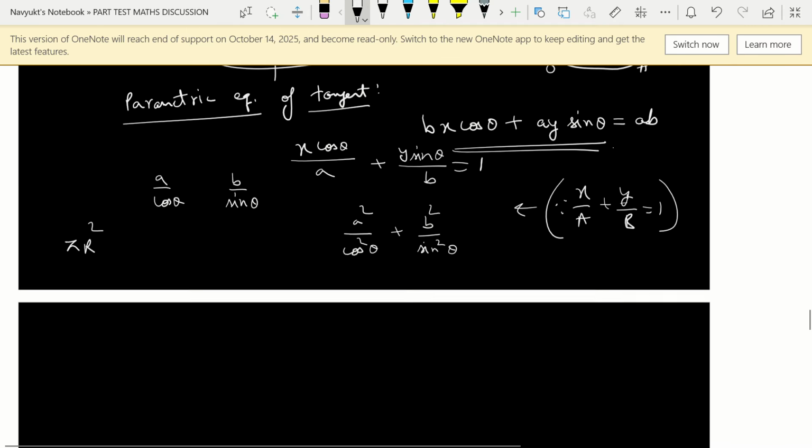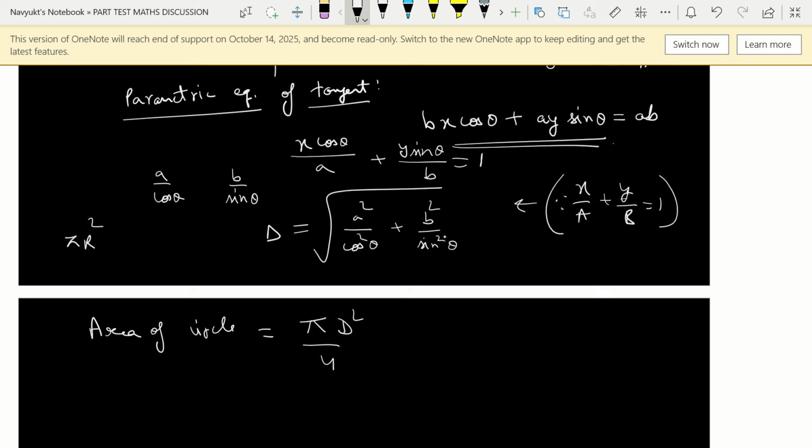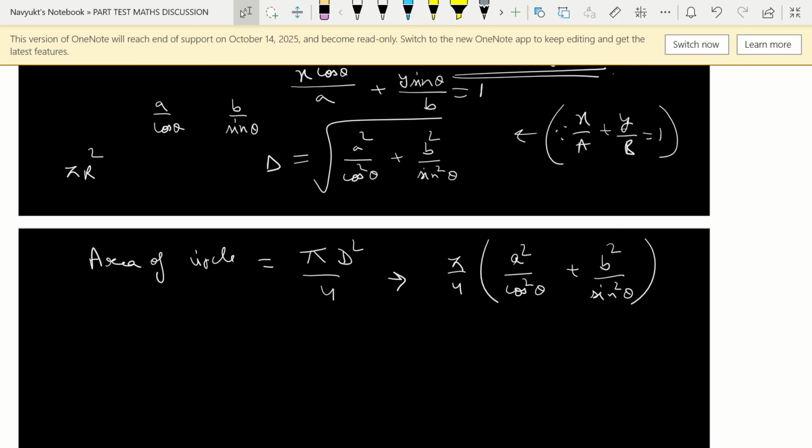And if you try to write the area of a circle in diametric form, it would be pi d square by 4, we all know, correct? So this would be pi by 4 times how much? This value itself, which is nothing but a square by cos square theta plus b square by sin square theta. Now we just need to differentiate this. In any way you can go. By the maximum minimum concept, we will differentiate this and we'll get our answer.